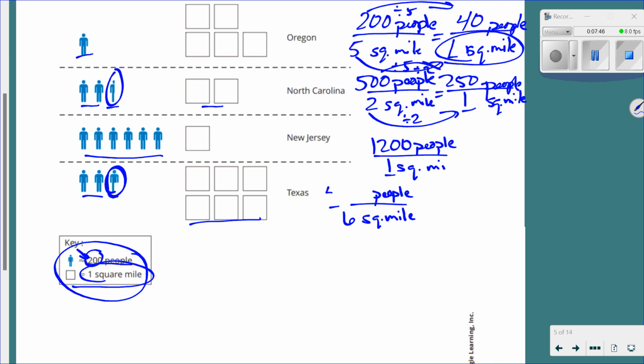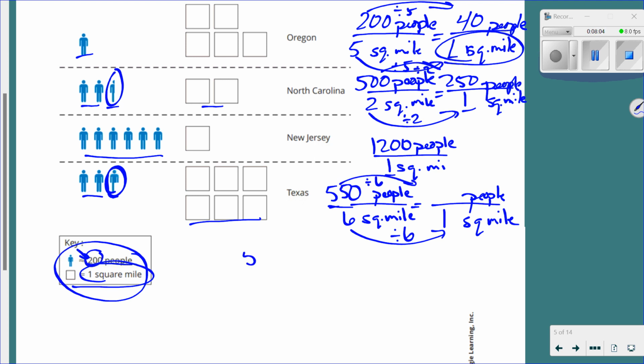3/4, yes. I did it right last class. People. And again, we're going to 1 square mile. How do I go from 6 to 1? Divide by 6. So I've got to take 550 and divide by 6. So 550 divided by 6. It'll go 9 times. 54 gives me a 1.